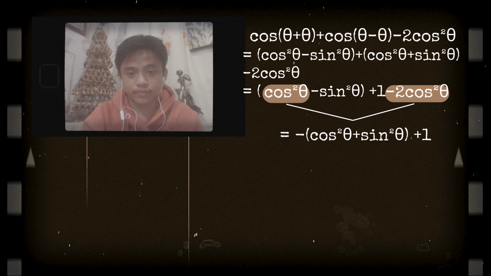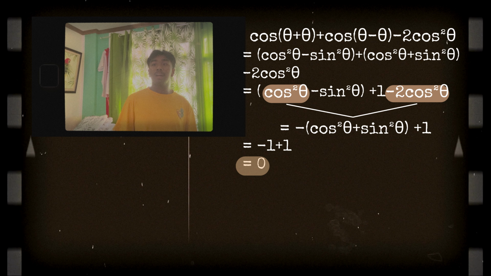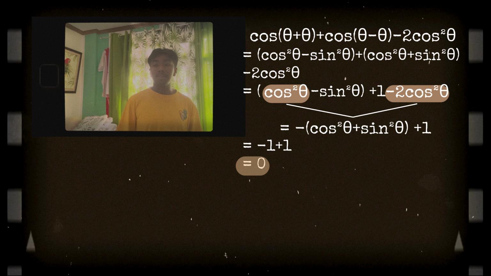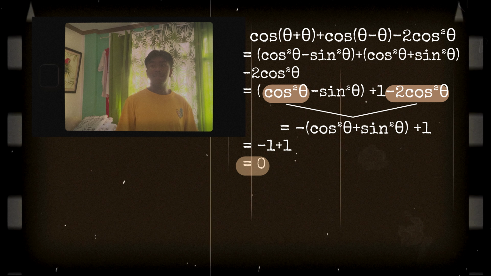Applying the Pythagorean identity again, it will become negative 1 plus 1, and our final answer would be 0.